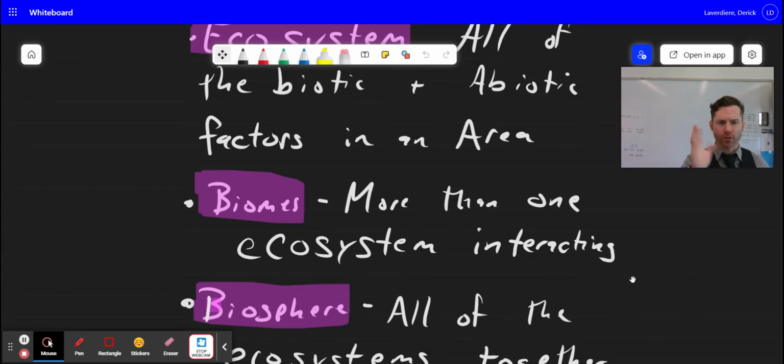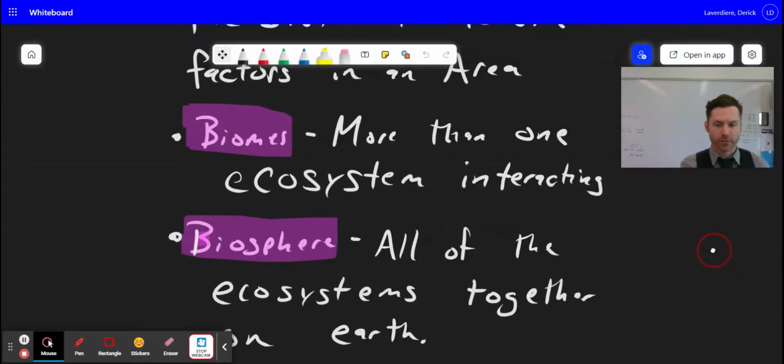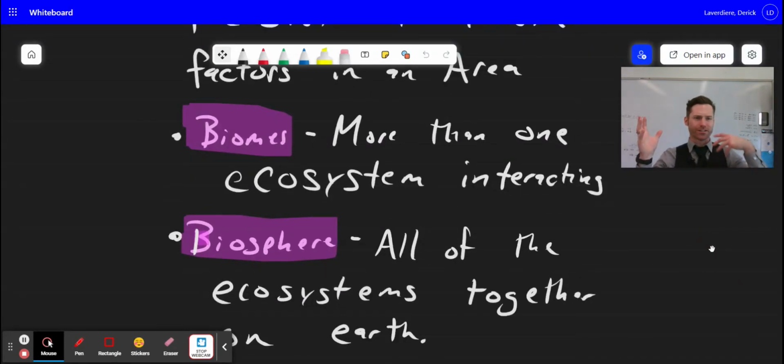So they do have an impact on one another. They are close enough to impact the way that they run. Right? So you can have like a forest next to an ocean. And because they're together, it creates a different biome than if you have a forest next to a desert.